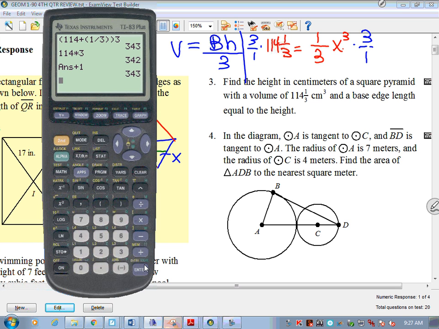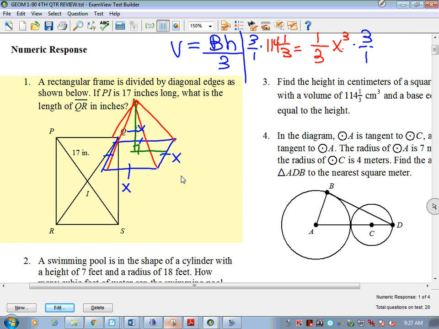So what that gives you is 343 over 3. So we would take 343 divided by 3 times 3. We get 343 because the 3's cancel out. So we get 343. That's not the end of my answer, though.